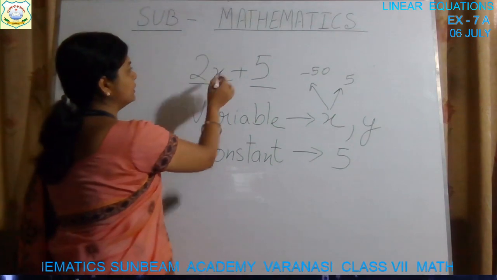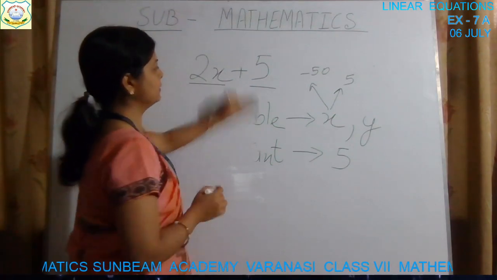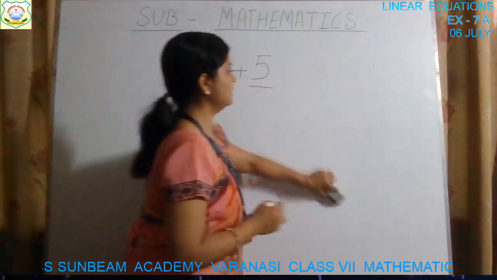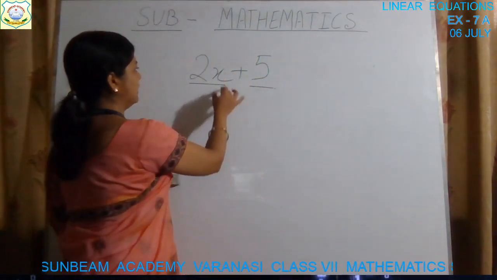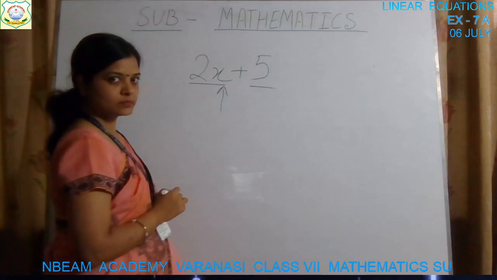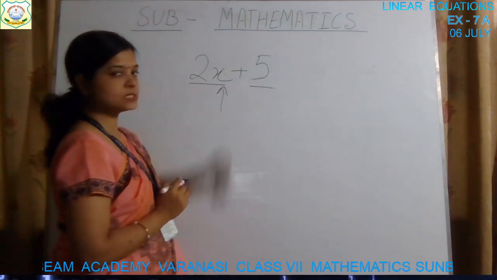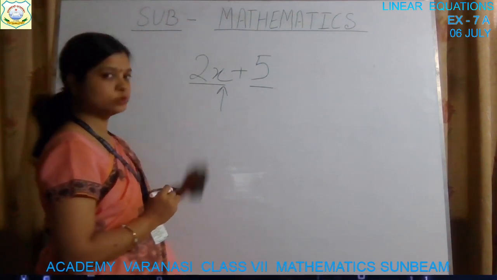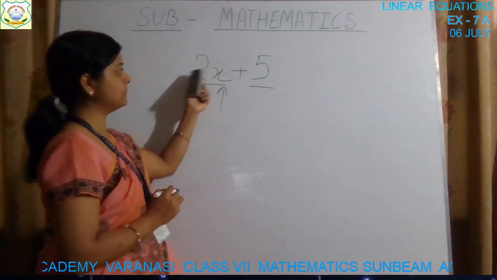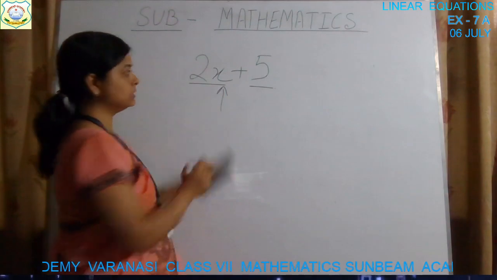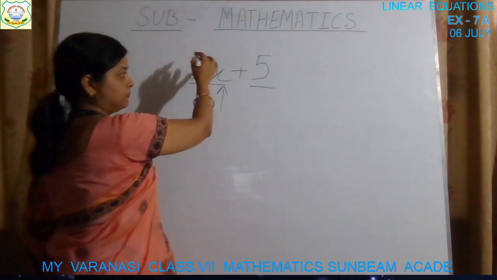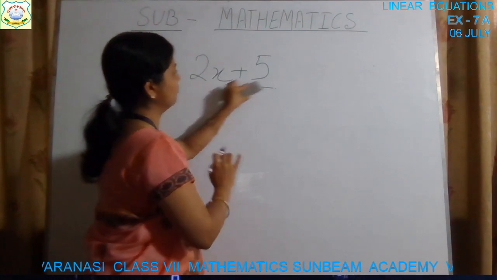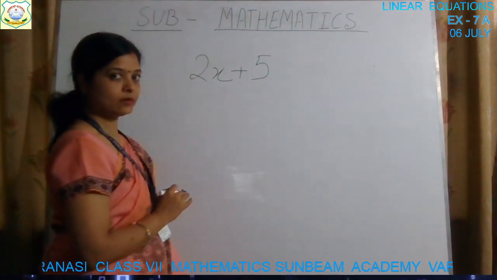So here if you talk about 2x plus 5, then what is the variable, children? Come on, what is the variable? x is the variable. And the constant is 5. If you talk about 2, its value is dependent upon this x, so this is a variable term. Okay. Now this is all about variable and constant.